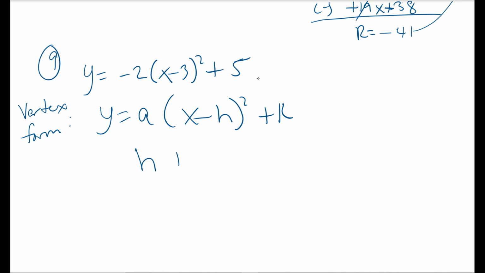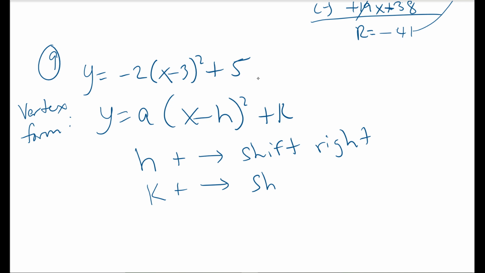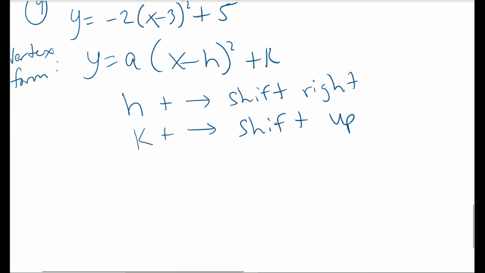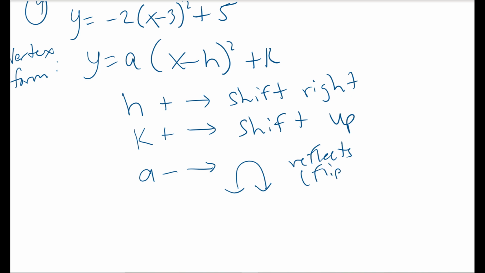Remember that if h is positive, this indicates that it's a shift to the right. If k is positive, this indicates that it's a shift up, okay? If h is negative, it's going to be a shift left. If k is negative, it's going to be a shift down, all right? So it's going to be the opposite. Remember that if a is negative, this means that the graph goes down instead of up, okay? So it reflects or flips down.